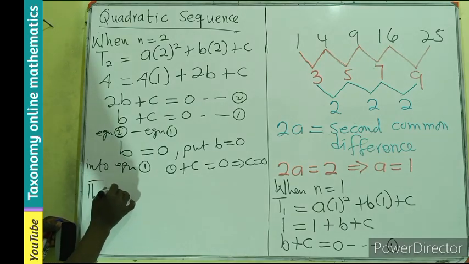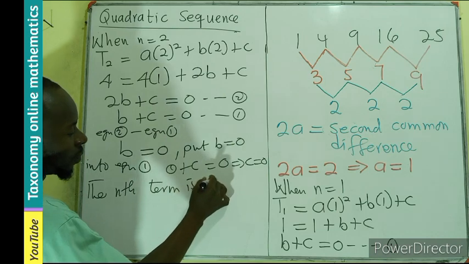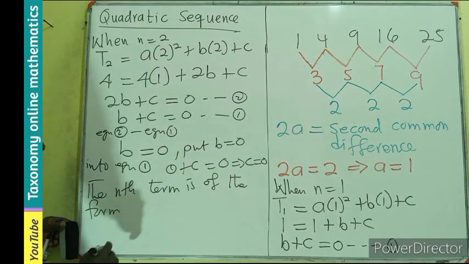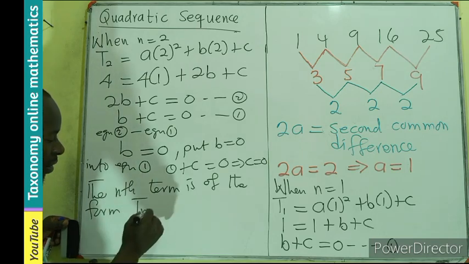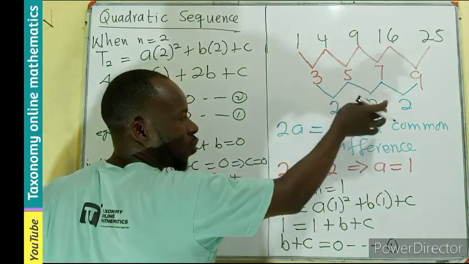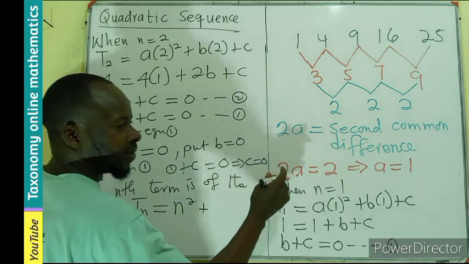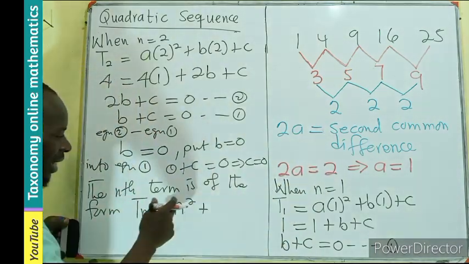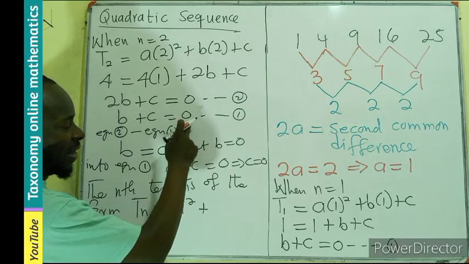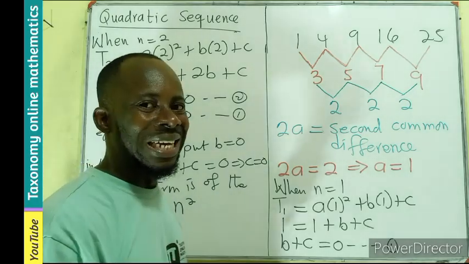Therefore, the nth term is of the form, if I have Tn, that will be equal to an squared, and a is 1, so we have n squared, plus bn, and b is 0, so b times n will be 0, plus c, which is also 0. So this becomes what we call the general term.